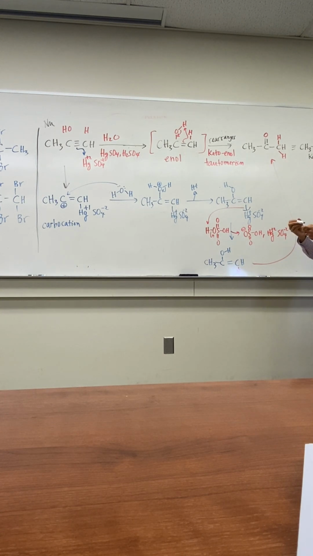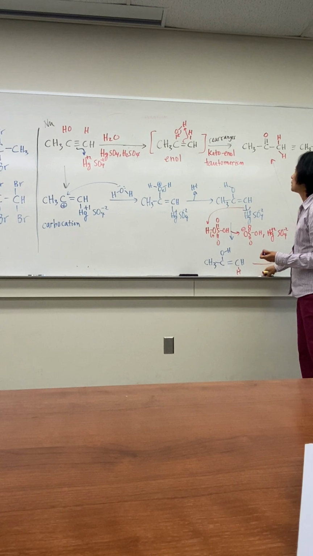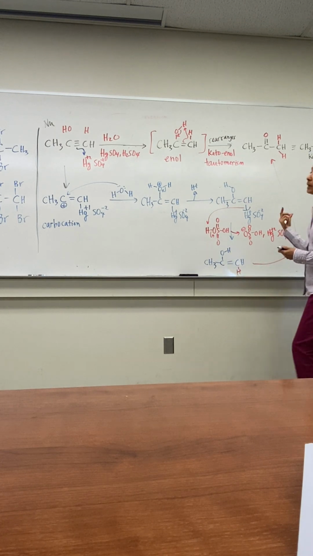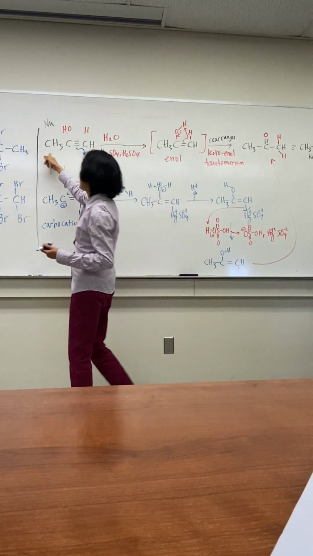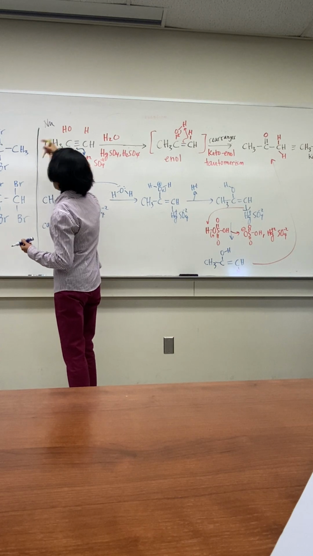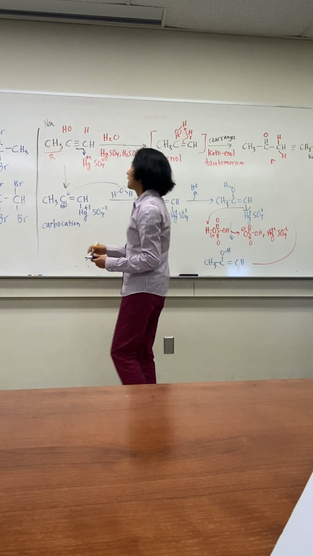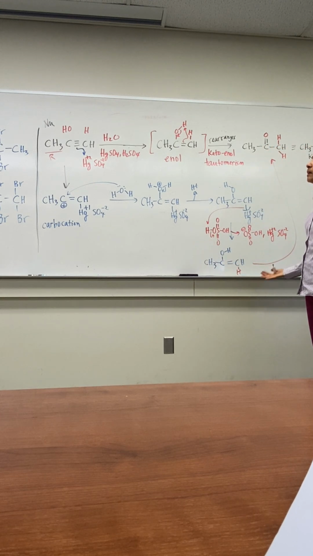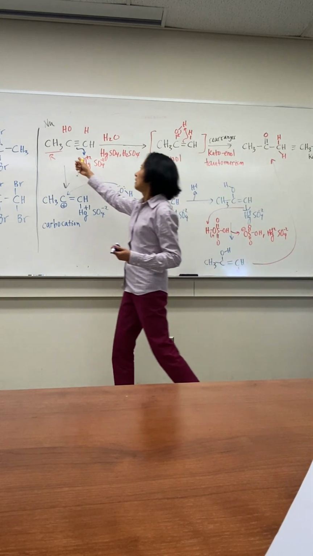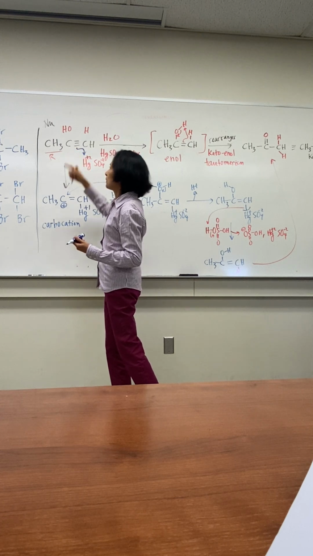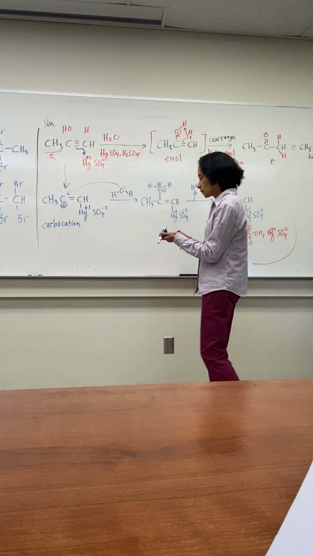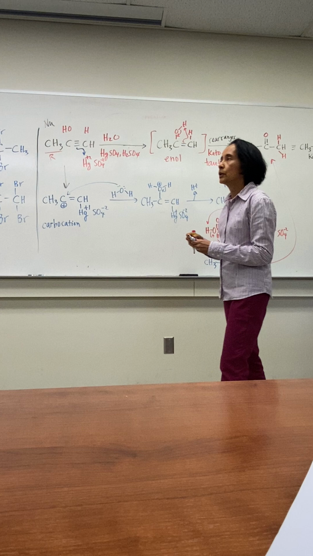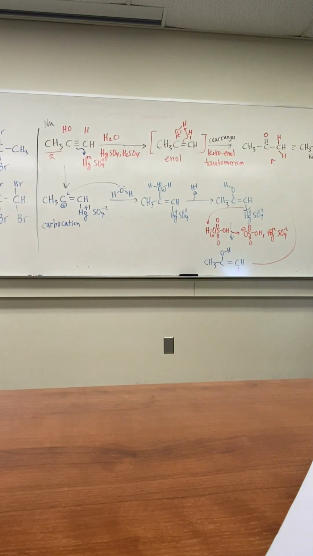Okay? That's the final product. So this is the R group, I can change it to whatever length I want. I can make it a benzene, I can make it a cyclohexane, but that doesn't really matter because this is the one that we're focusing on. So that is your hydration, with an enol as an intermediate, and then you form a ketone as a product.